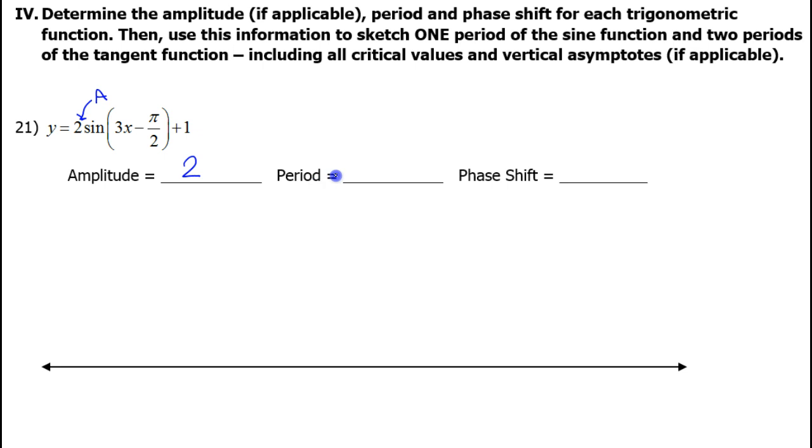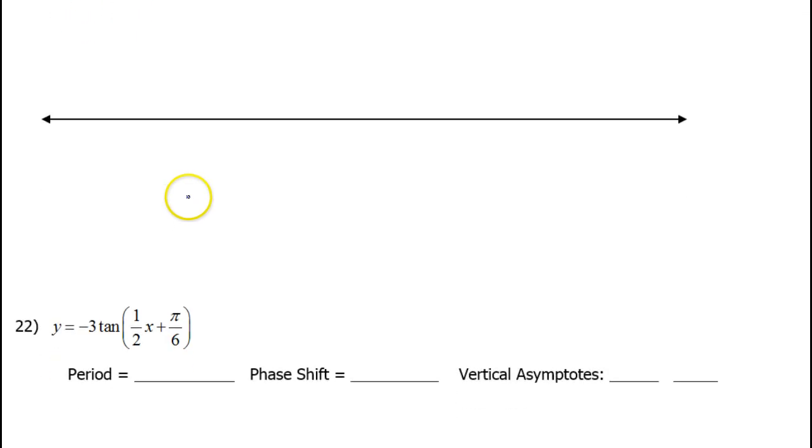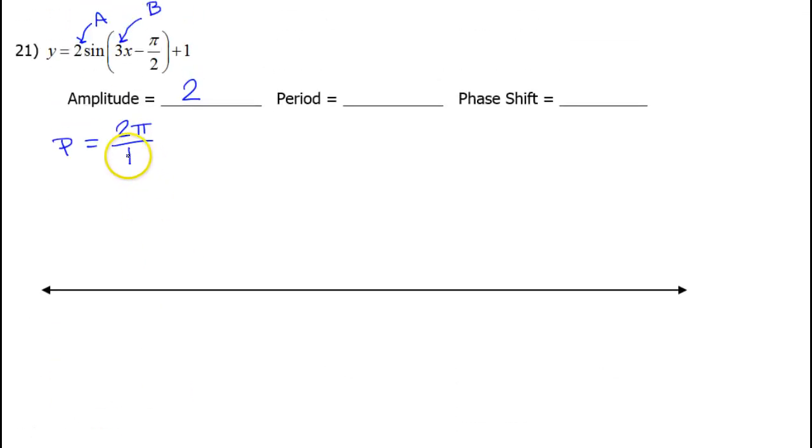the period is very closely related to the b value. And this is the b value right here. Okay, there's my b value. And it turns out that the period is going to be the normal period, which for sine is 2 pi. For tangent, it would be pi. But 2 pi divided by the b value. That's how you get the period. So that's why the period is going to be 2 pi divided by 3 in this case. So the period is simply 2 pi over 3.